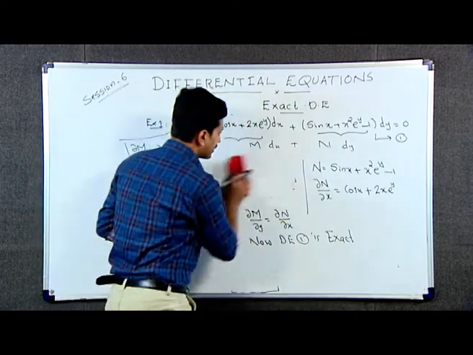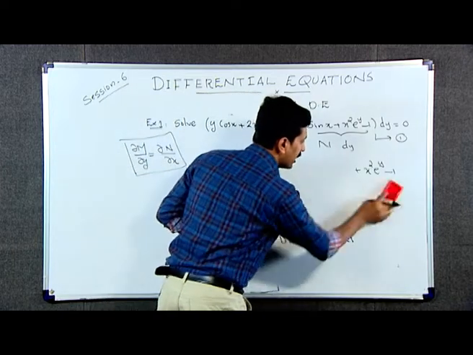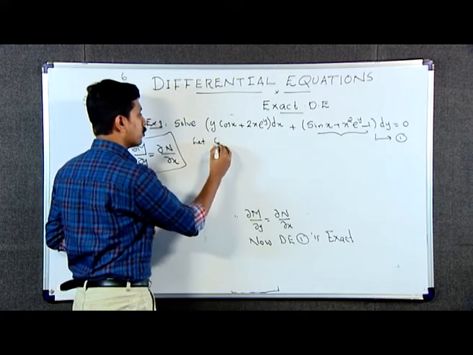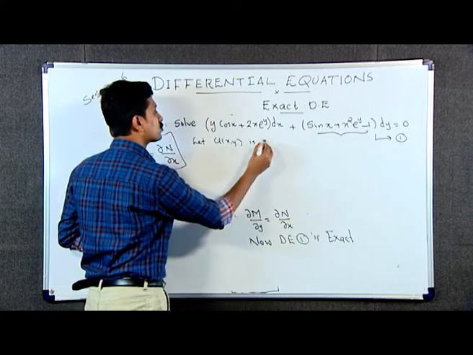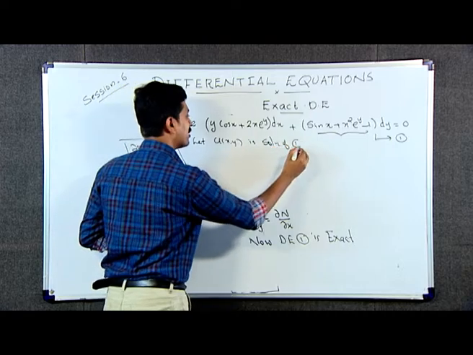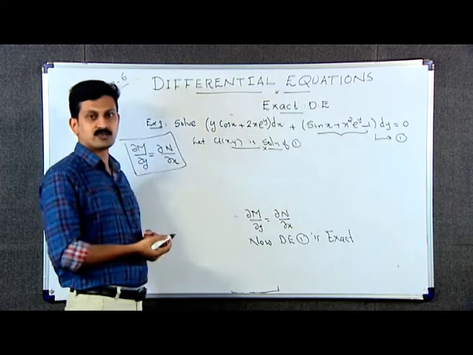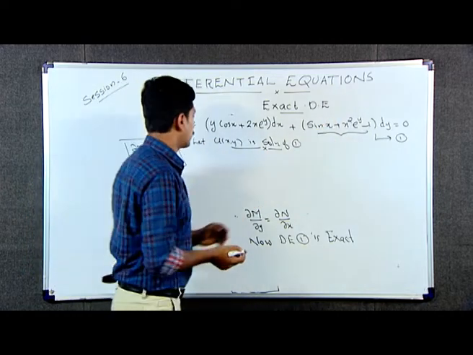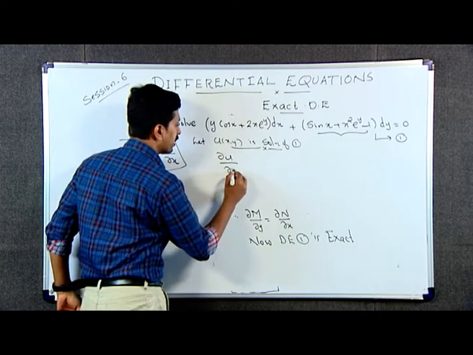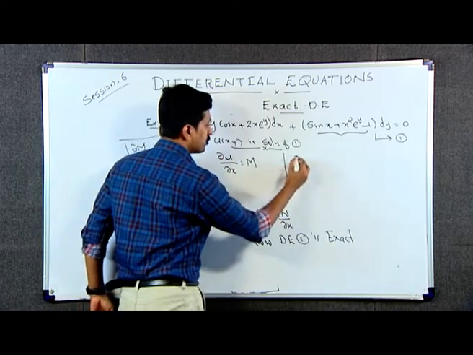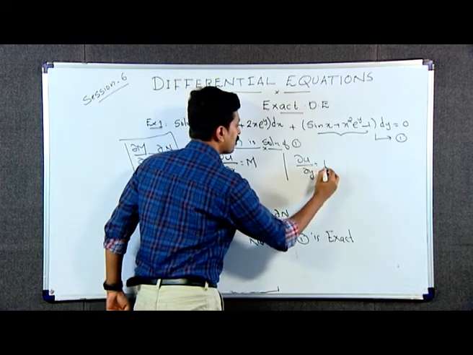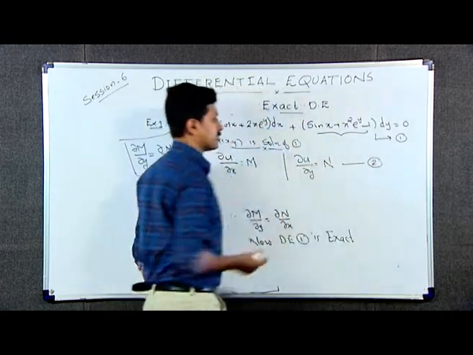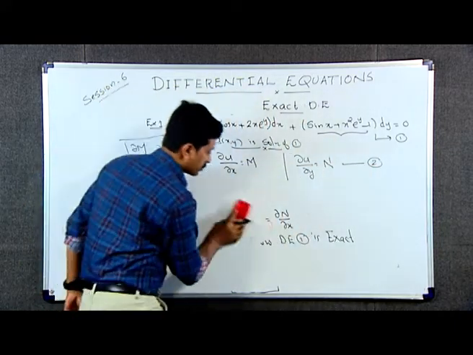We already discussed that there is a function u of x, y which is a solution of equation 1. We are supposing u of x, y is a solution of 1. But because this is an exact equation, it should satisfy dou u by dou x equal to M and dou u by dou y equal to N. Take this as equation 2, the system as equation number 2.